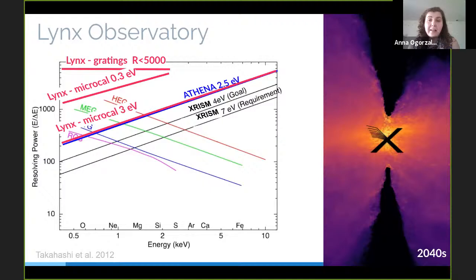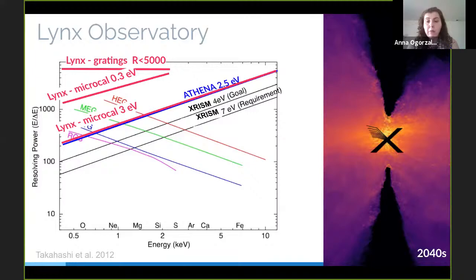And then further down the line, hopefully we will have Lynx Observatory, which is a concept for a NASA flagship mission. This mission will have both gratings and microcalorimeters and even higher spectral resolution. We will really need to model not only statistical uncertainties on our data, but also systematic uncertainties of our models, response matrices of the instruments, which I know people are already thinking about, which is great. And these are all fairly straightforward things to include within a Bayesian framework. So hopefully I've convinced you that this is something that is worth implementing in your own research.